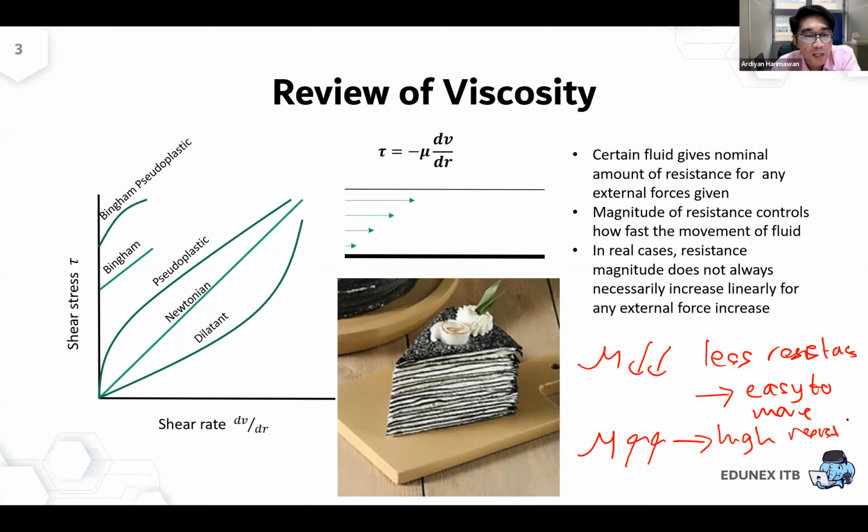That's why sometimes viscosity, in general terms, you can explain it like how thick the fluid is. If the liquid is very, very thick, then the viscosity is high. If the fluid is very, very thin, then the viscosity is low. So it represents the resistance. In real cases, for some fluids, the resistance magnitude is not always linear with the force. If you have a constant resistance, we have discussed, it's like the Newtonian one. If you increase the force, you increase the stress, then the shear rate increases proportionally. It means it's linear. But in some non-Newtonian fluids, it will not be the same. It will not increase linearly. Okay, any question?